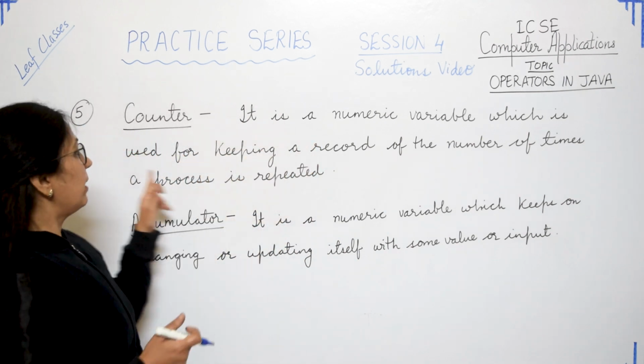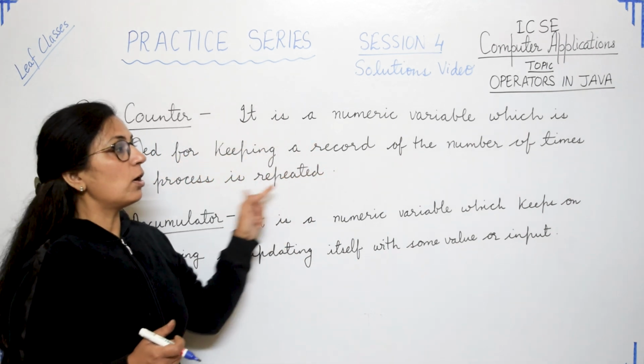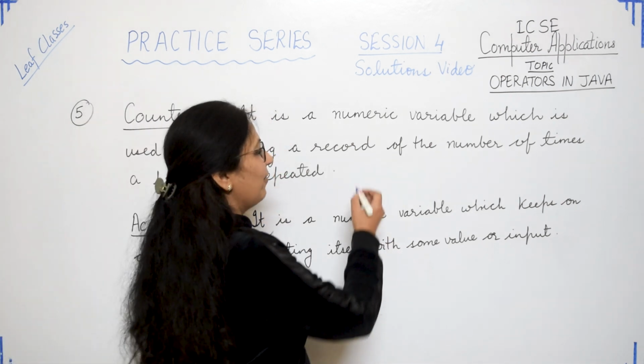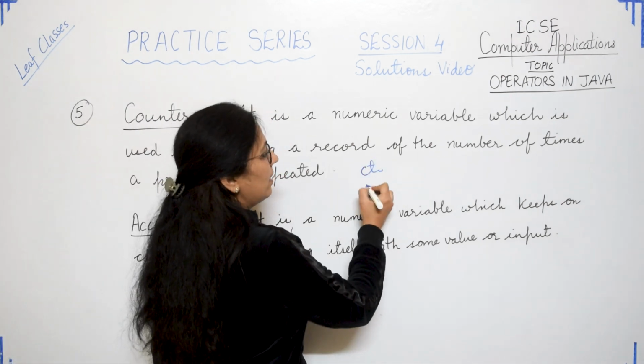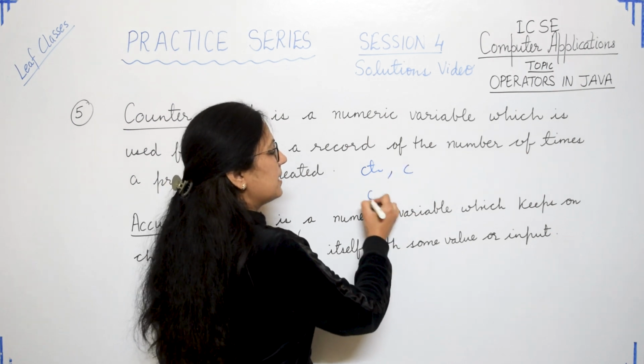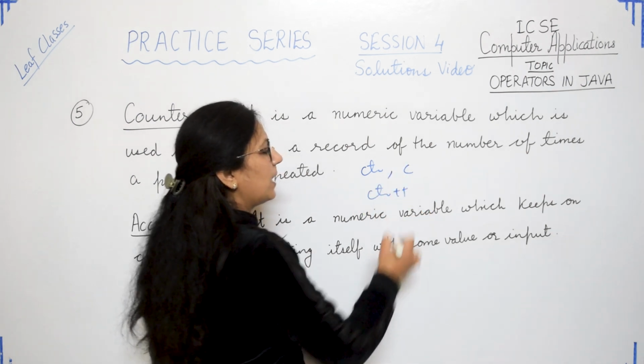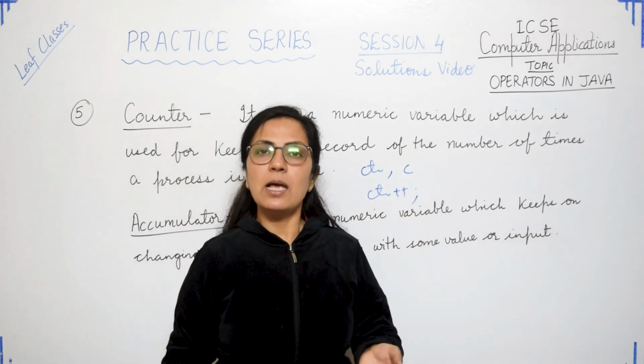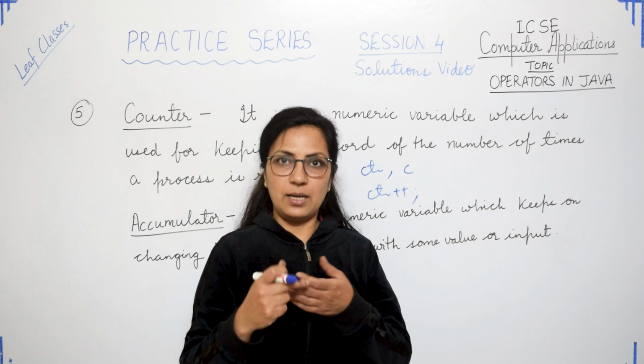It is a numeric variable which is used to keep a record of the number of times a process is repeated. We can use the variable CTR or C for this purpose, and any time one process is done, we do CTR plus plus or CTR minus minus. So it keeps a track, right?